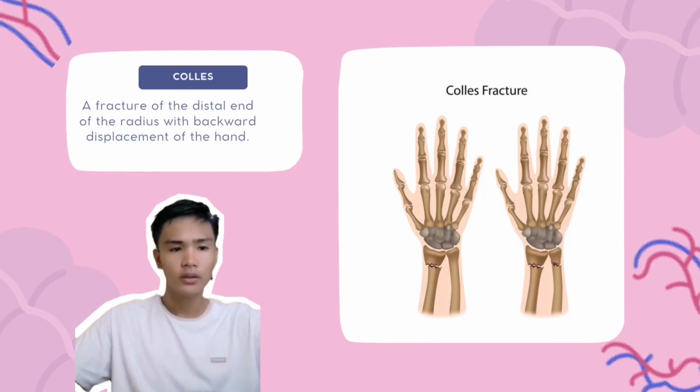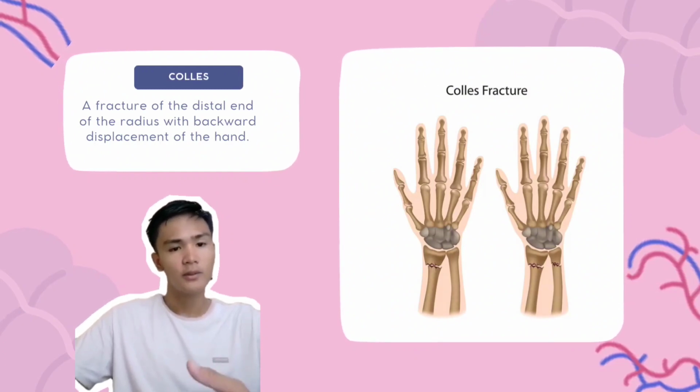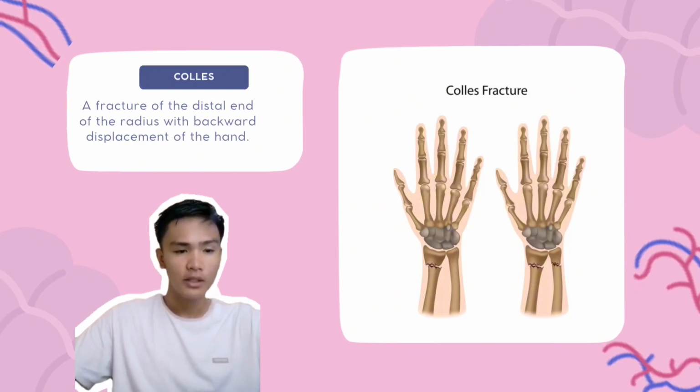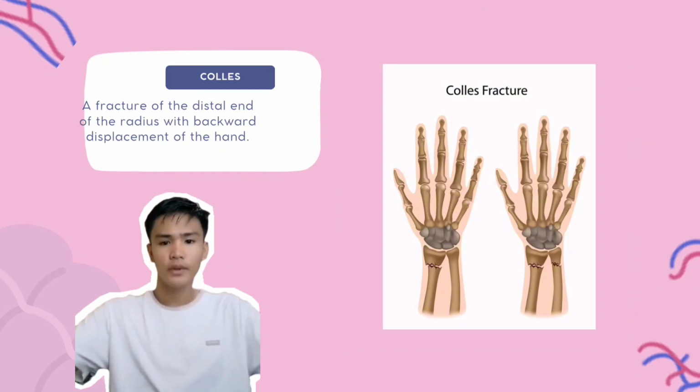How common are closed fractures? Closed fractures are very common. They are among the most common breaks that healthcare providers encounter. The radius is the most commonly broken arm bone.